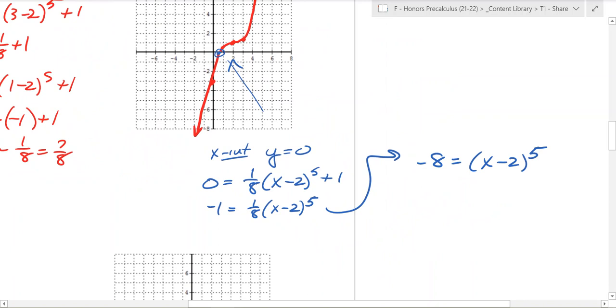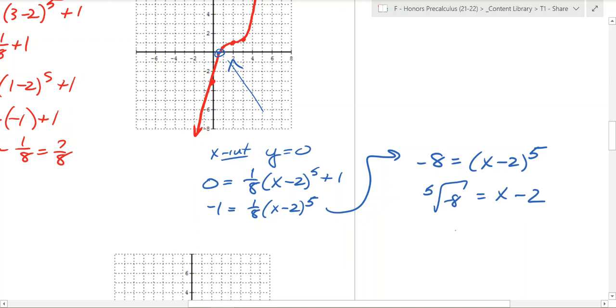Take the 5th root. You are allowed to take the 5th root of a negative number because it's an odd root. So it's not plus or minus. It'll just be the 5th root of negative 8, which will be negative, equals x minus 2. So then what do you end up with? Well, sorry, you can say plus or minus, excuse me. Sorry, it's just plus. Just plus, sorry.